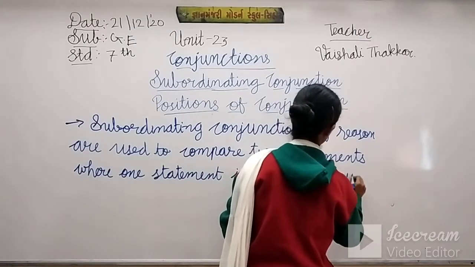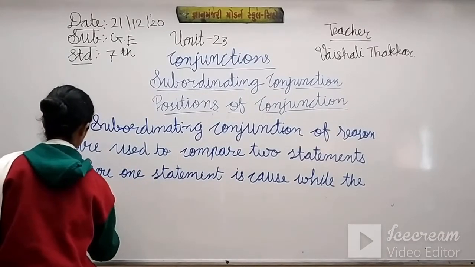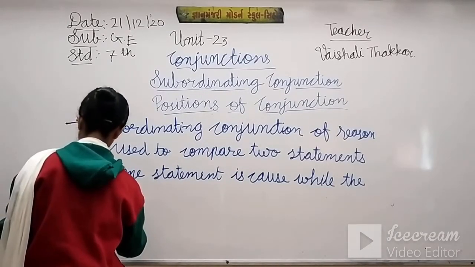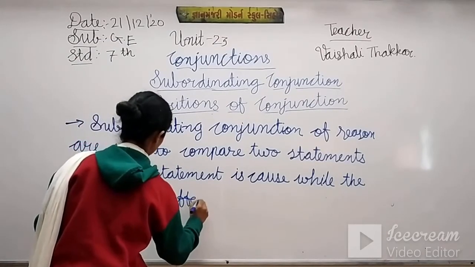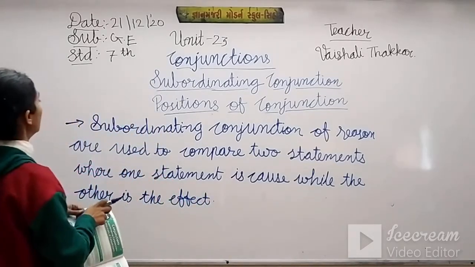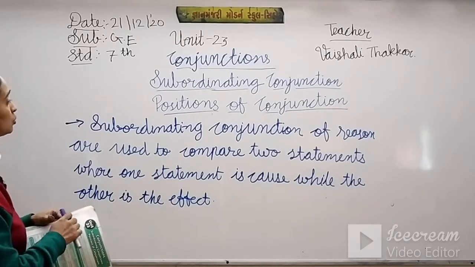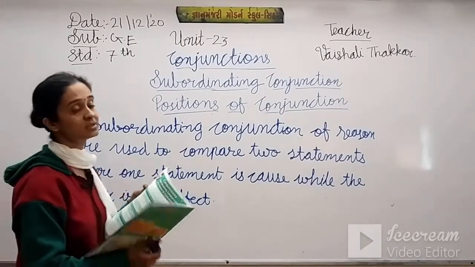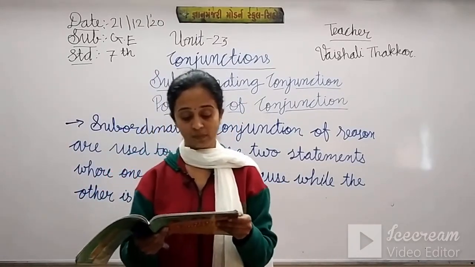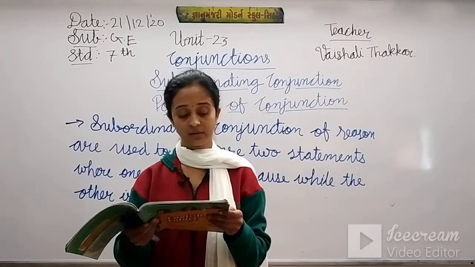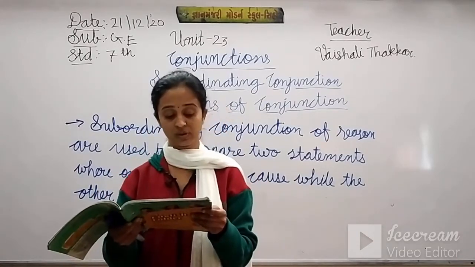Subordinating conjunctions of reason are used to compare two statements where one statement is the cause while the other is the effect. Examples are because and since. We use because and since for the reason.